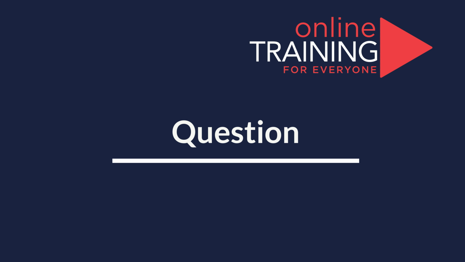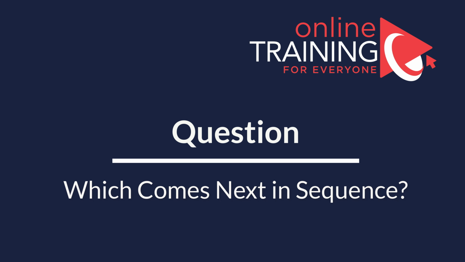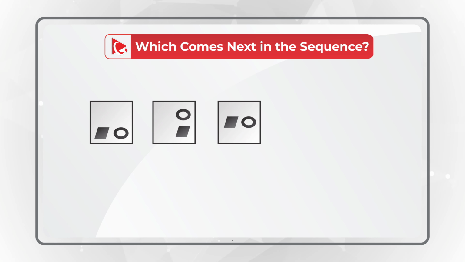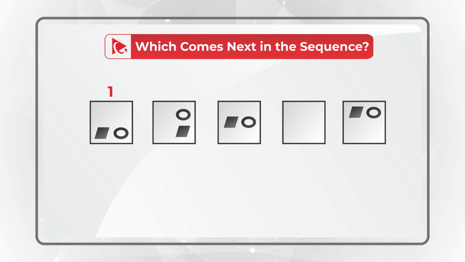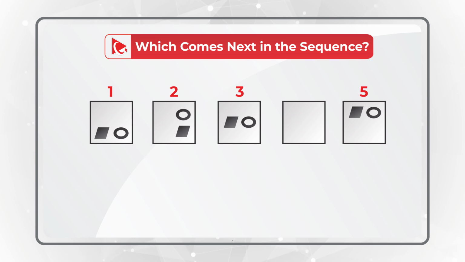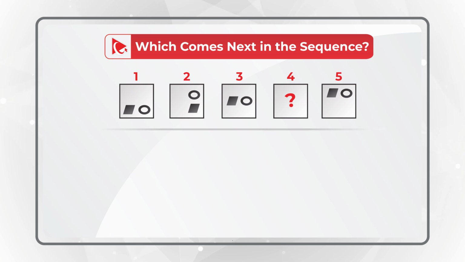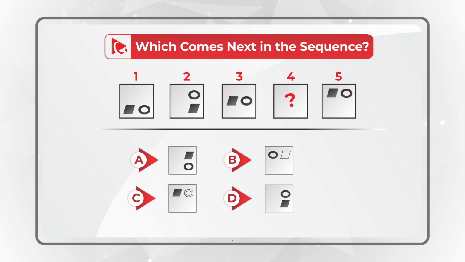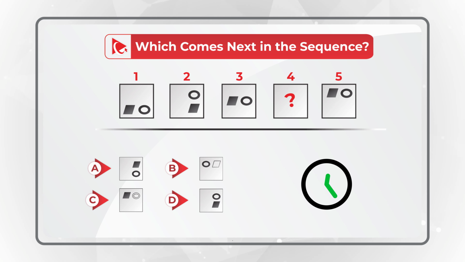I love this question because it really makes you think in order to get to the correct solution. You need to determine which shape comes next in the sequence, and you're presented with a series of 5 shapes. Squares 1, 2, 3, and 5 have other smaller shapes inside, and you need to determine shape 4. You have 4 different choices to choose from: choices A, B, C, and D. Give yourself a little bit of time, look closely to see if you can get to the correct answer.